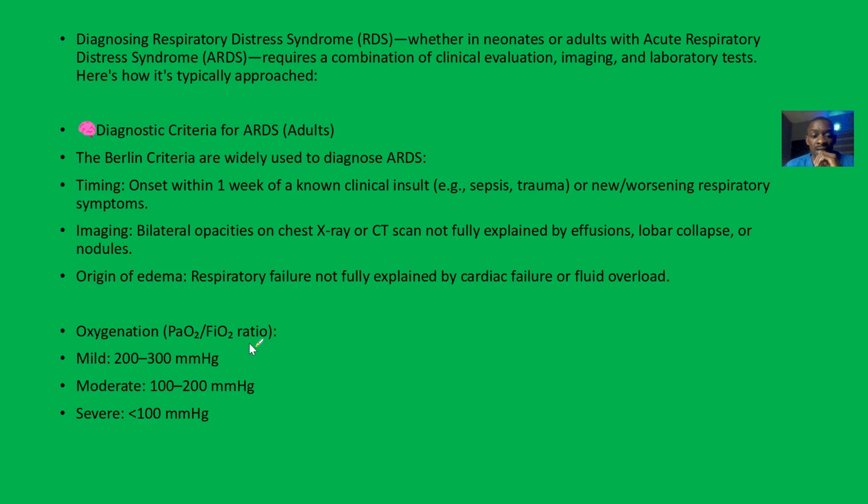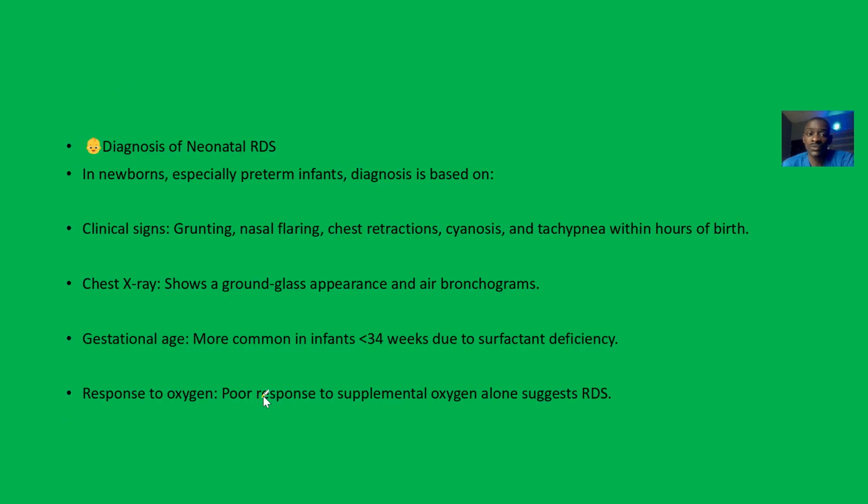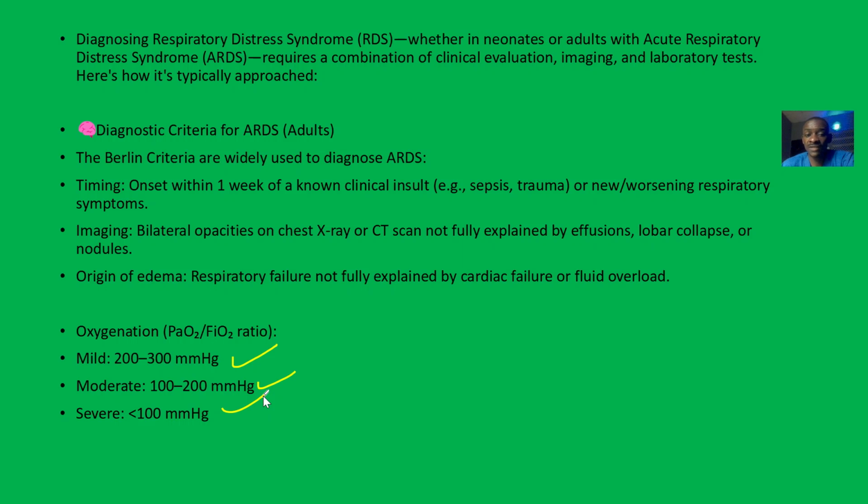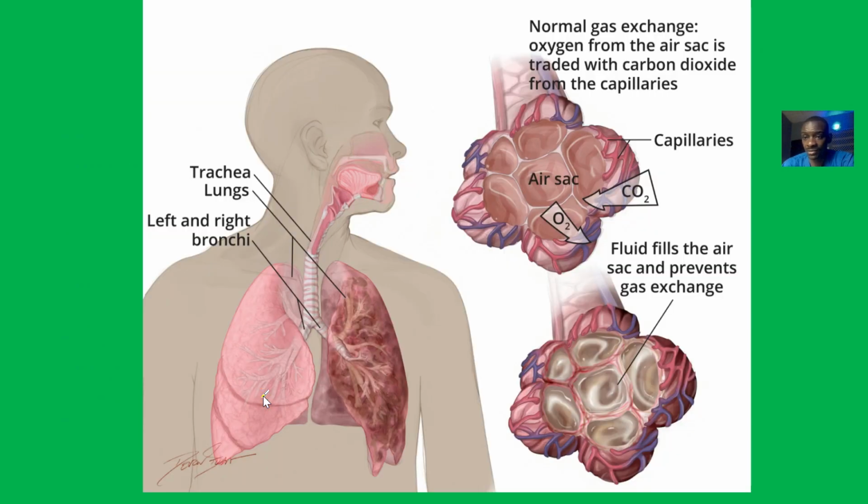Then you're also trying to look at the oxygen supply to the body. Is it still being maintained? If it is mild, it's like this. If it is moderate, it's like this. If it is severe, it is less than 100 millimeters of mercury. So this is basically for adults, this is how I can confirm that respiratory distress syndrome exists in adults.